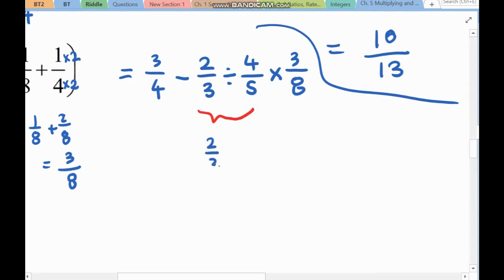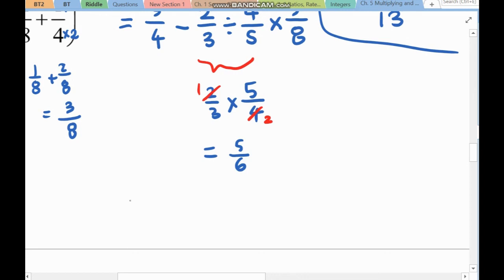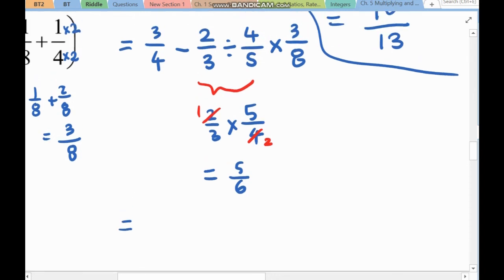So keep, change, flip. Then when you solve it, let's reduce it. 2 divided by 2 is 1. 4 divided by 2 is 2. Then I get 5 over 6. Okay, after finding it, I want you to rewrite it. So if you don't want to make mistakes, I want you to rewrite the full expression again and again.